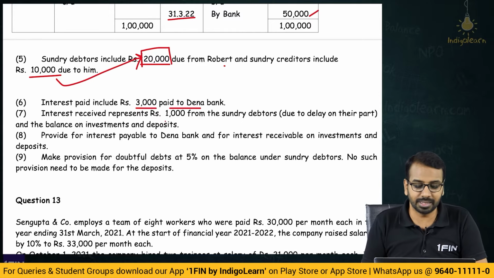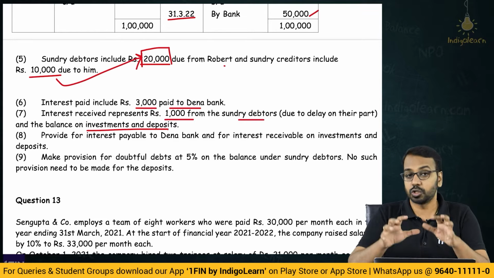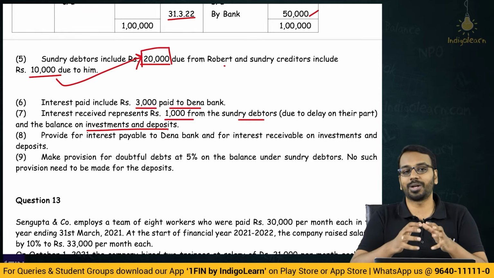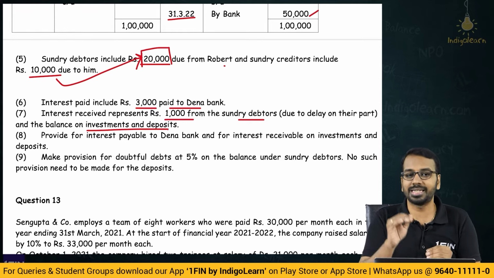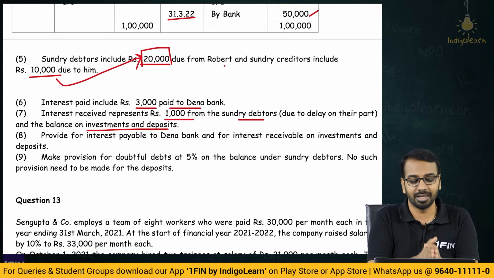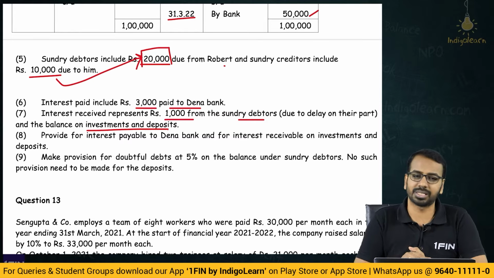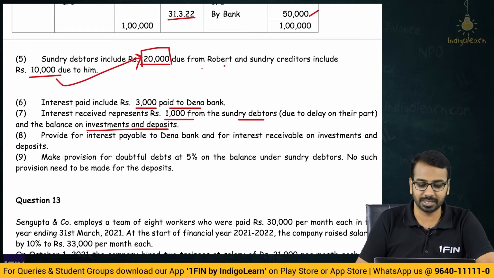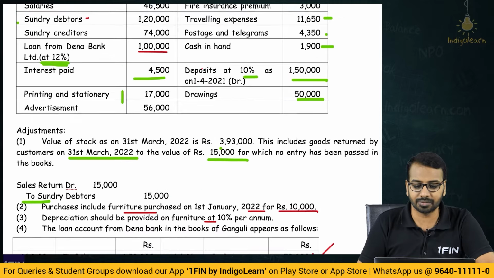Interest received represents rupees 1,000 from the sundry debtors due to delay on their part and the balance on investment and deposit. So we have received some interest. Out of the total interest received, 1,000 is received from debtors, balance has been received from investments and deposits. Now what does this mean? This basically means that what interest we have received.